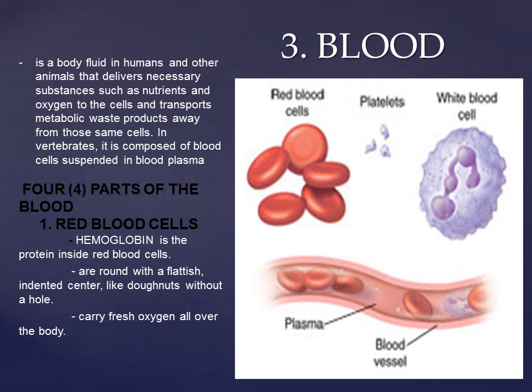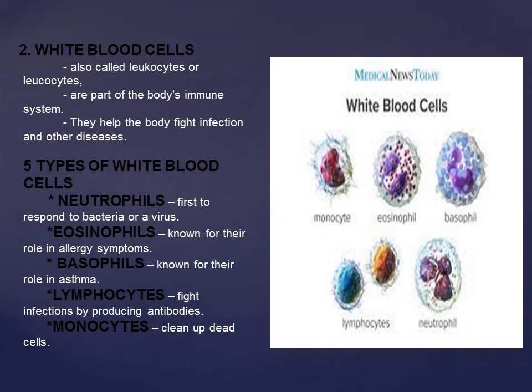Red blood cells have hemoglobin, a protein. They are round with a flattish indented center, like a donut without a hole. They carry fresh oxygen to all the body. White blood cells, also called leukocytes, are part of the body's immune system. They help the body fight infection and other diseases.